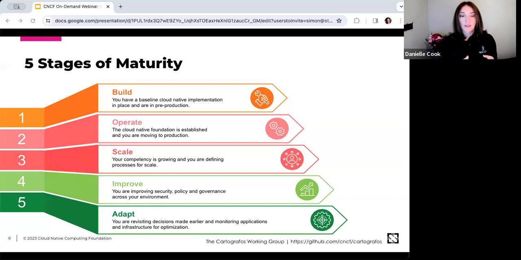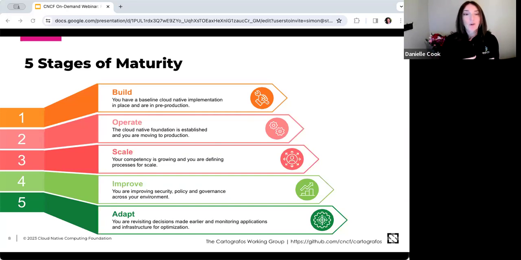So to set the stage, there are five main levels, stages of the cloud native maturity model. At level one, you're building what you want to do. You're testing it, you're trialing it, you're pre-production. So there's lots of tech that you're doing, but there's also lots of different areas that you're going to go. And Simon will talk about those different areas in a second around people, process, policy, tech, and business value.